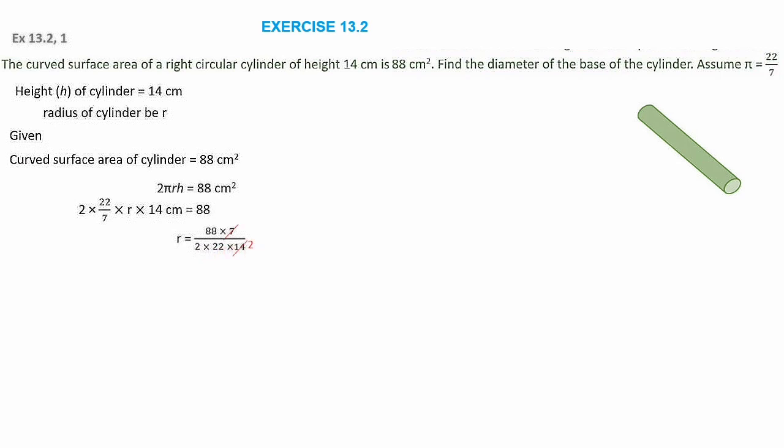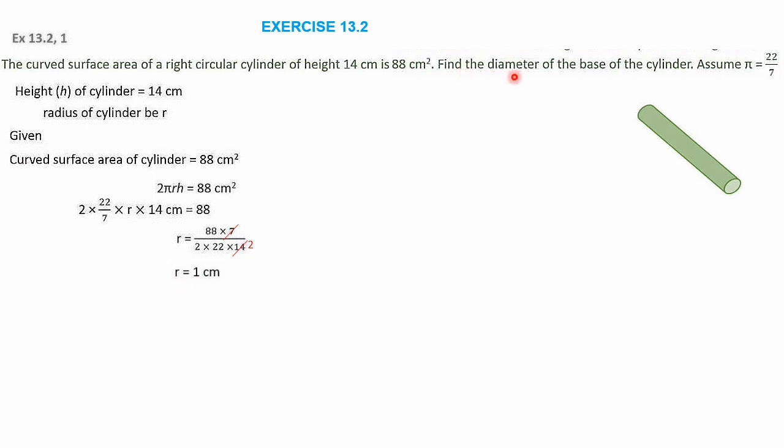So here 7 and 14, it will be cancelled 2 times. Now you can see 2 into 22, that is 44. 44 into 2, that is 88. So 88 is in the denominator, 88 is in the numerator also. Both will be cancelled and we will get the answer as 1. So radius of the cylinder is 1 centimeter we have got.